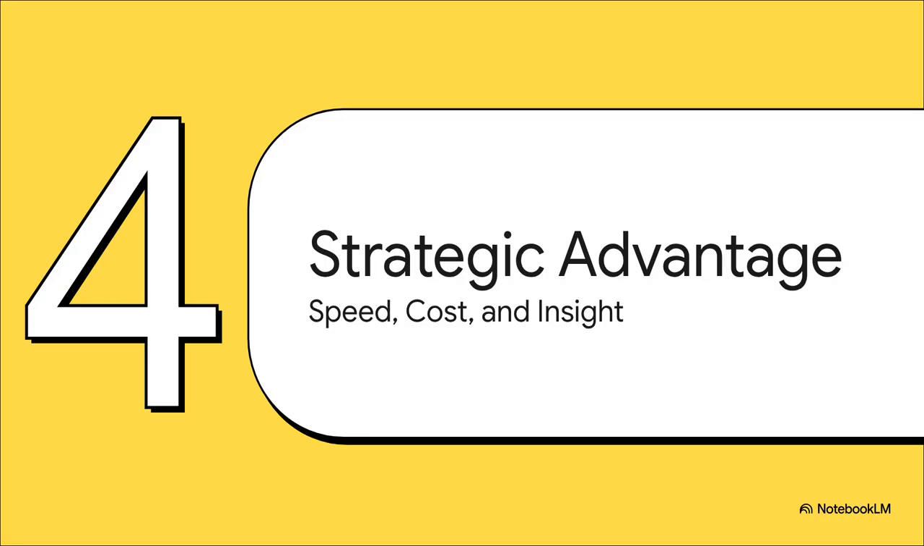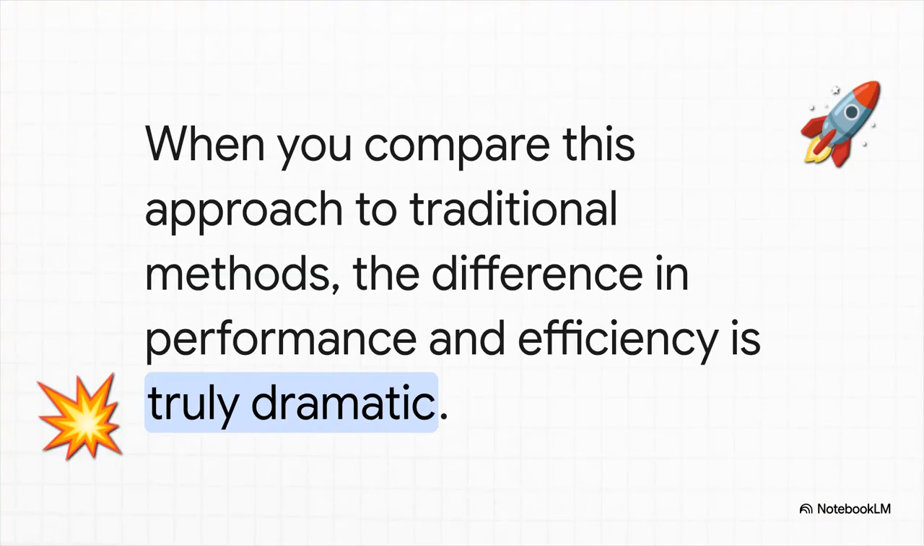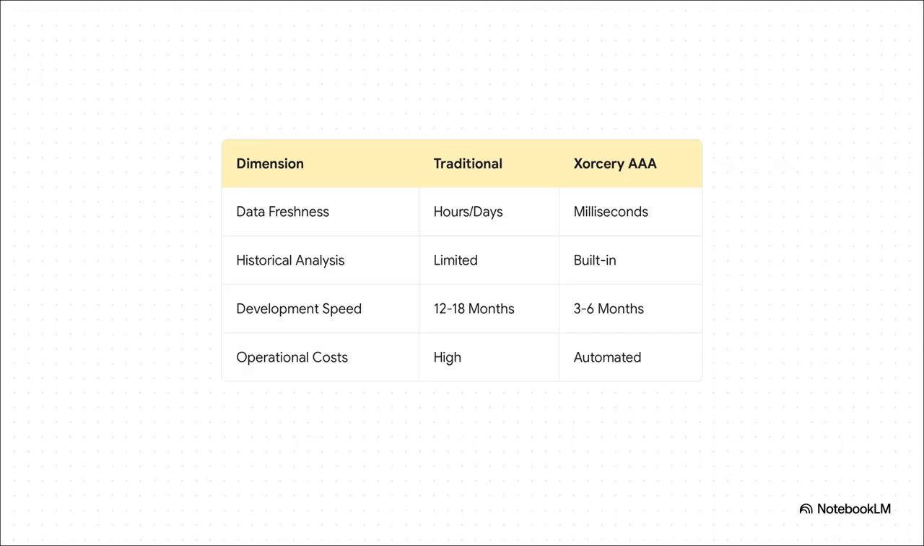Okay, so we've seen how this tech solves some really tough problems, but let's get down to brass tacks. What does this actually mean for the business, for the bottom line? Let's quantify the strategic advantage here and look at the real-world impact on speed, cost, and the quality of your insights. And I'm not talking about small incremental improvements here. When you put the old way and the new way side by side, well, the difference is absolutely dramatic. I mean, just look at this comparison.